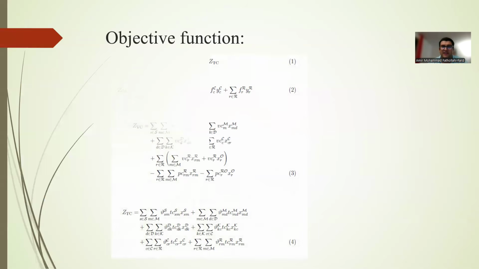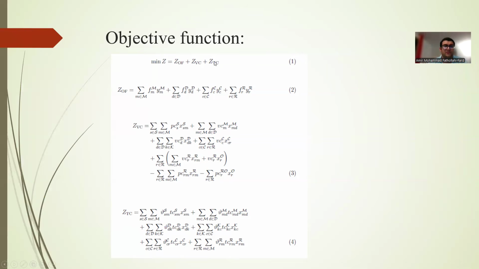The objective function in this very simple example is to minimize the total cost. The goal is to minimize the total cost, which has three items: the fixed opening cost of facilities, the variable cost, which includes the price and the unit cost associated with each center, and in addition, the revenues associated with recycling.